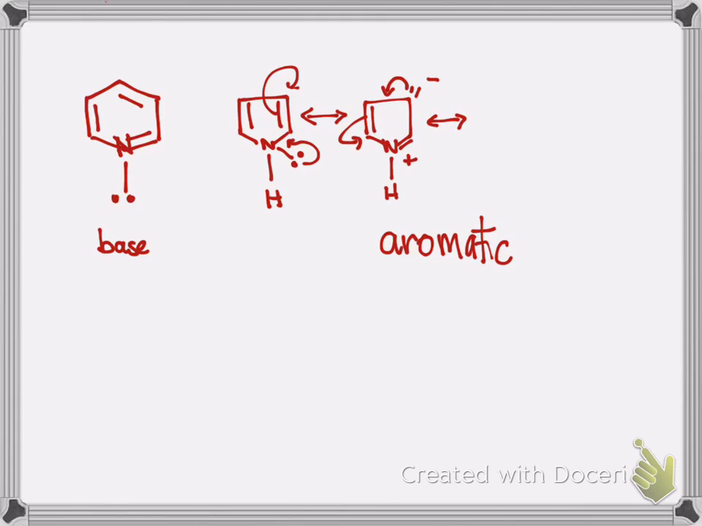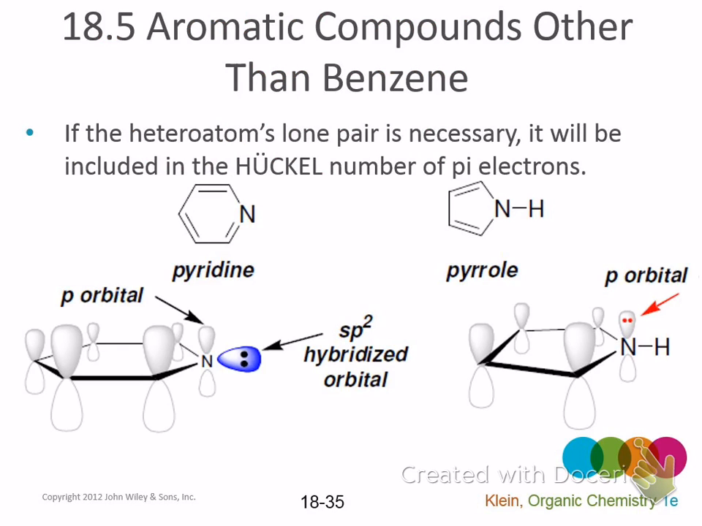So one of the rules is, right? If a heteroatom's lone pair is necessary, it's included in the Huckel number. That's the number of electron pairs to make it aromatic, right? Then it's not available to act as a base.